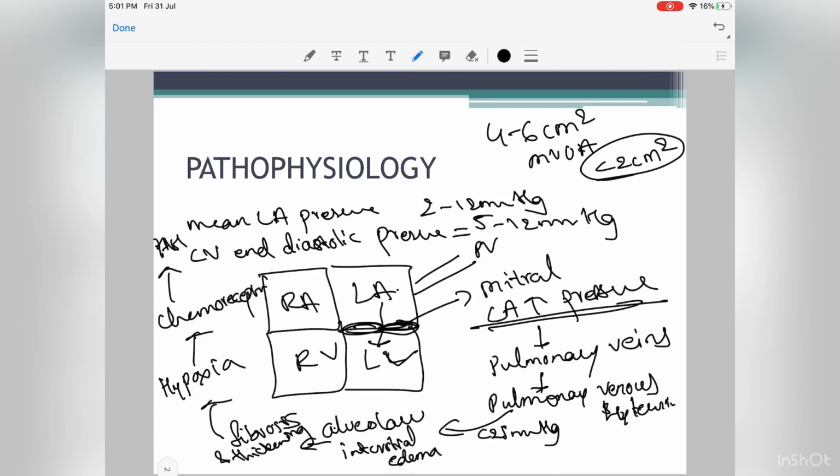So the primary step in mitral stenosis is narrowing of the mitral orifice, which results in elevated LA pressure, which causes rise in the pressure in the pulmonary veins, which results in pulmonary venous hypertension. When the pressure in the LA is less than 25 millimeters of Hg, it causes alveolar interstitial edema, which results in fibrosis and thickening of the alveolar interstitium, ultimately resulting in hypoxia. Hypoxia induces stimulation of the chemoreceptor, which leads to reflex pulmonary arterial vasoconstriction, resulting in pulmonary arterial hypertension. So this is the basic pathophysiology.